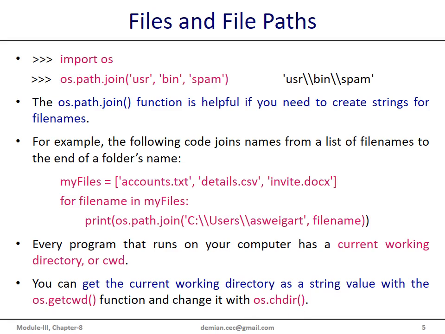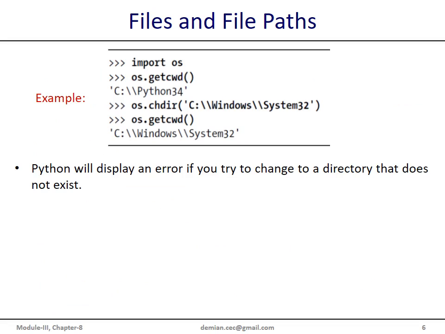Let us take up the examples. In this example, we use the method getcwd, which returns the complete path of the current working directory, and we can change this current working directory with the method chdir, wherein we have to provide the complete path of the new working directory. Python will display an error if you try to change to a directory that does not exist.